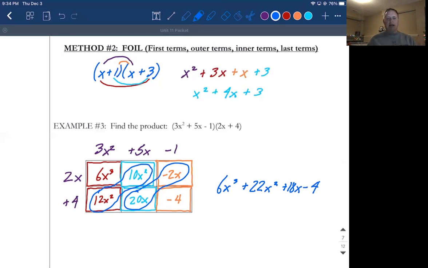All right. That is how you multiply polynomials together. Are there some shortcuts? Can you do this in your head? Absolutely. Let's look at that in the next video here to come.